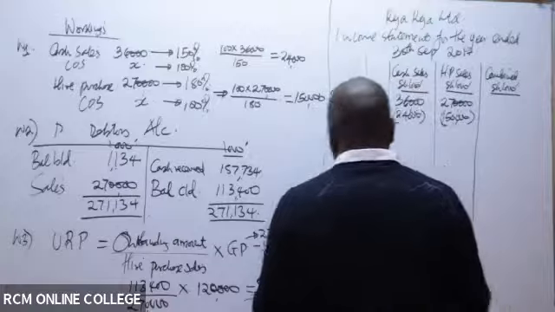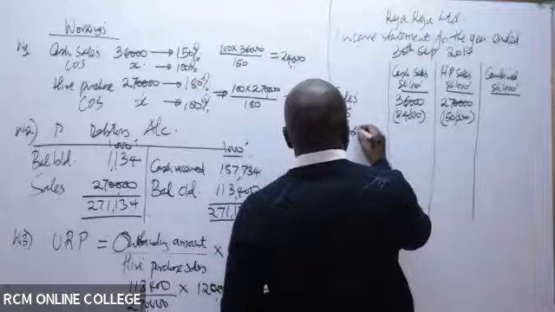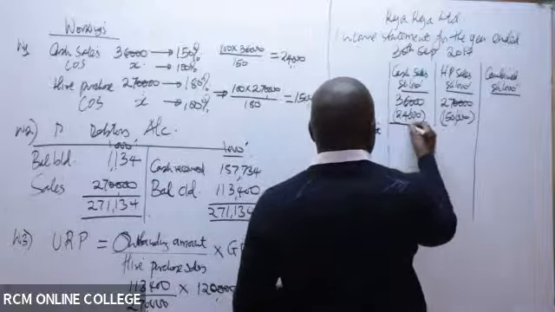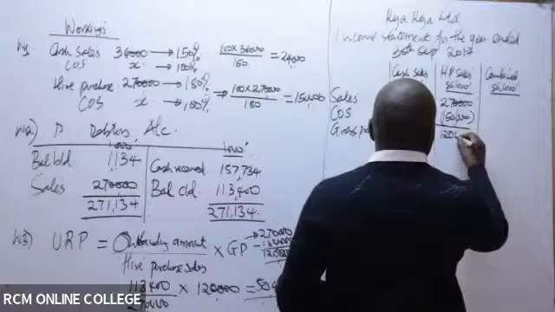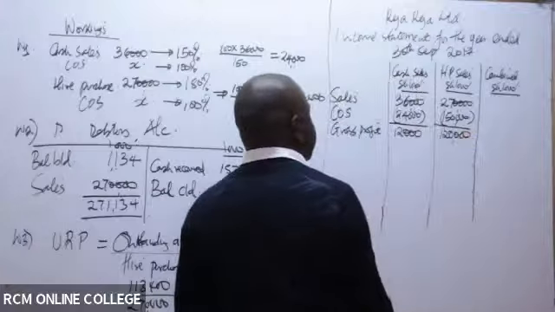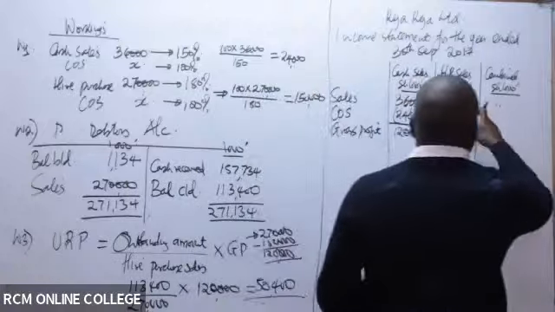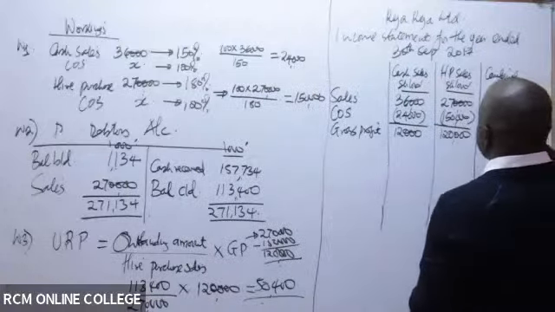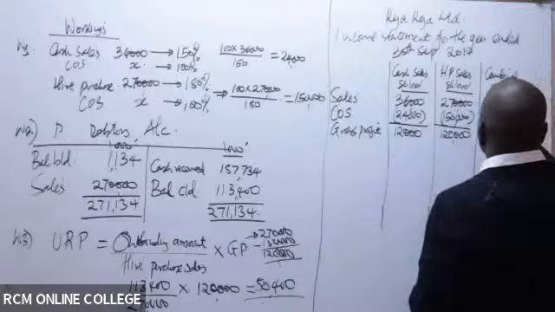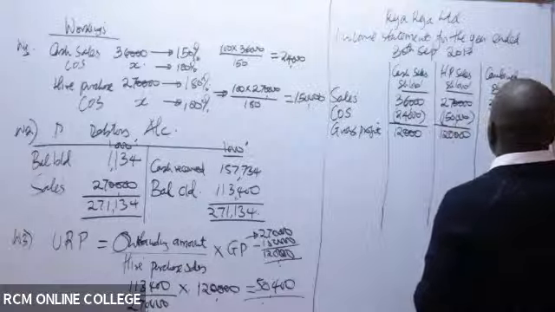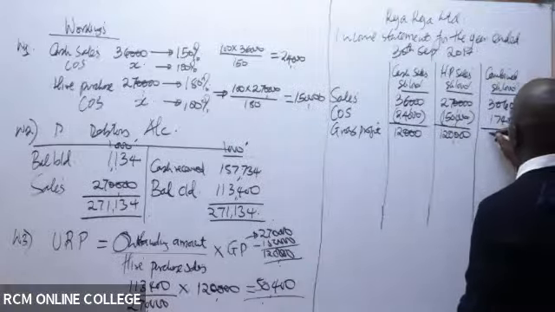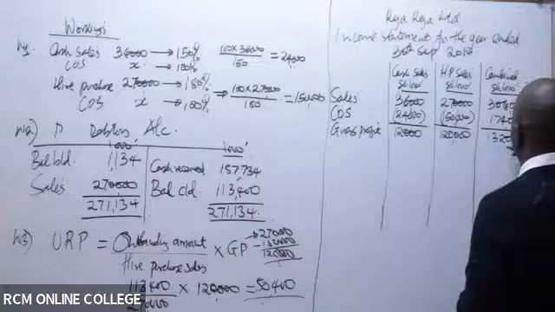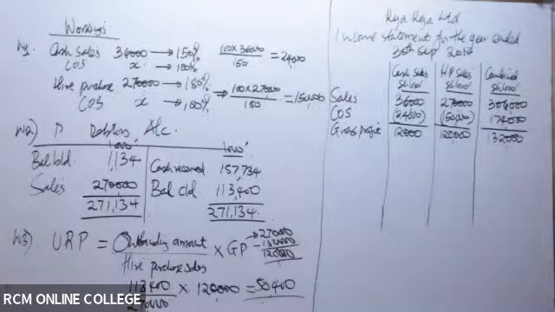With the difference, you'll be able to get the gross profit. This one is 12,000, this one is 120,000. You just add to get the combined. I think this one is 306,000, this one is 174,000. Then this one is 132,000. So that will be the gross profit for the two.